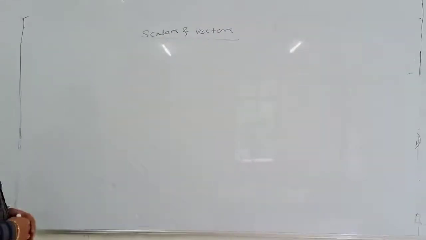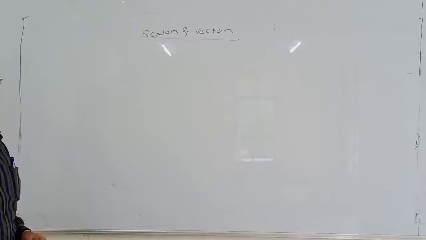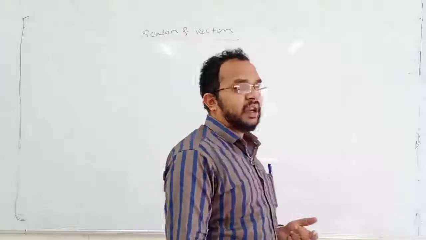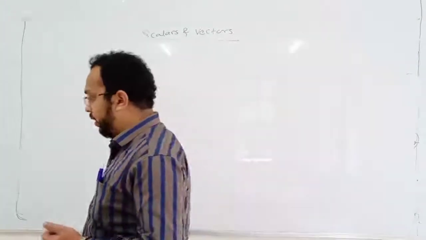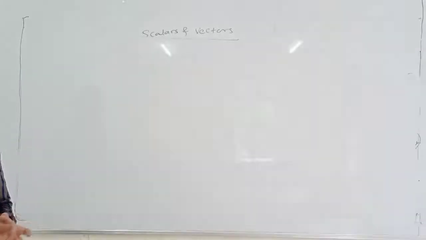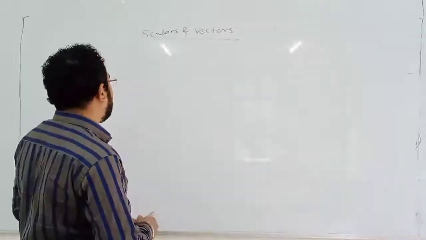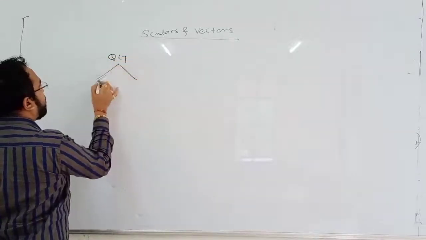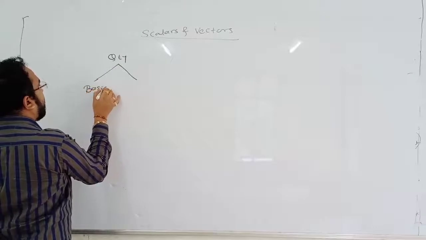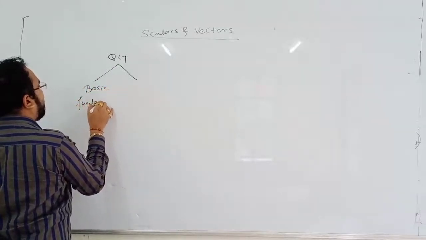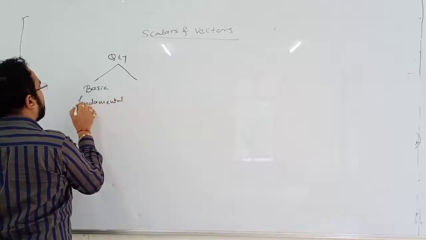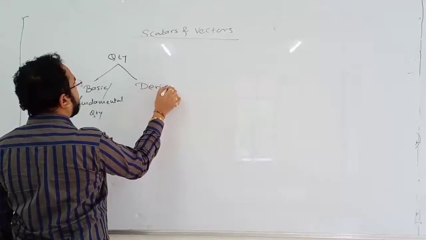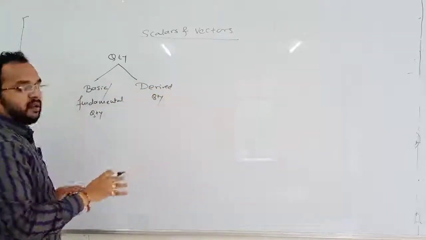So what is a scalar? These are two types of physical quantities. Like we have studied the two types, fundamental quantity and derived quantity. Again, based on another factor, there are also two types. So we can say the quantities can be classified into two parts: basic, or we can say fundamental quantities, or derived quantities. This is one manner.